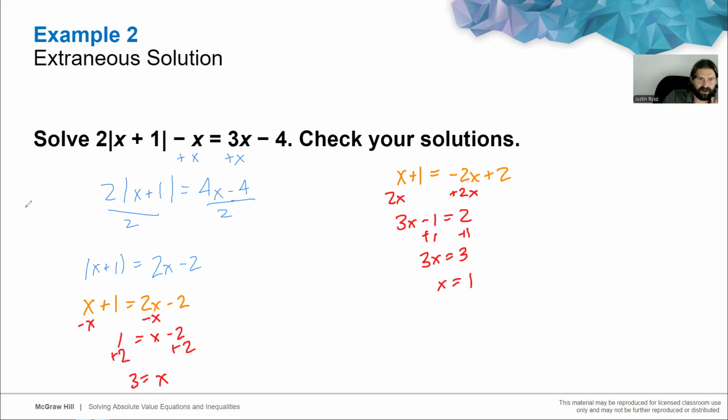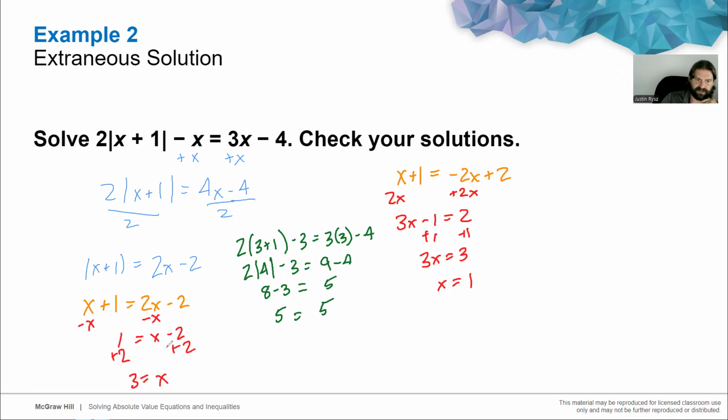All right, we want to check our solution. So we're going to plug it back into the original equation. Does 2 times the absolute value of 3 plus 1 minus 3 equal 3 times 3 minus 4? All right, so we get 2 times the absolute value of 4 minus 3. That's 8 minus 3, and that would be 5. Now on the other side, 3 times 3 is 9. 9 minus 4 is 5. So yep, 5 does equal 5.